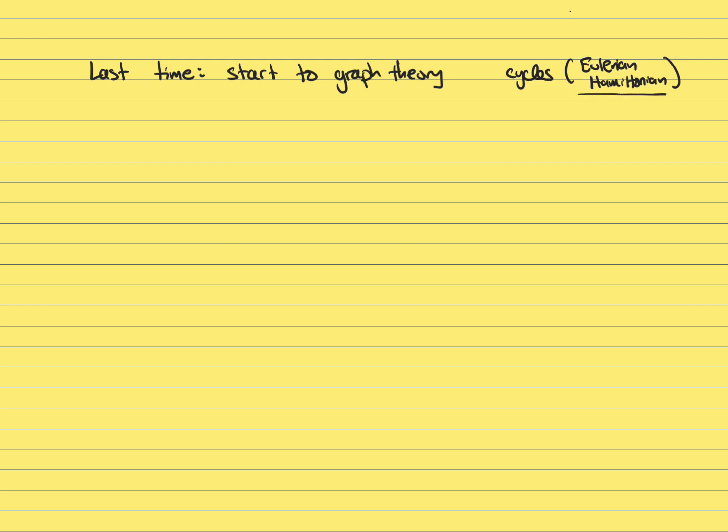Okay, so last time we gave a start of graph theory, an introduction to graph theory. We saw graphs and started talking about cycles, Eulerian cycles and Hamiltonian cycles. I actually want to go today to talk about a family of graphs where none of these exist. These are called trees, which we've seen special cases of before.